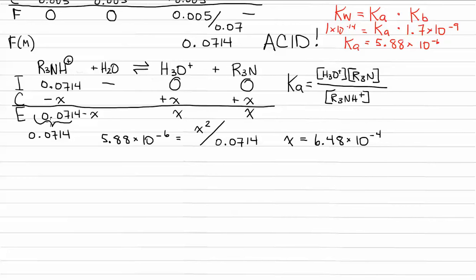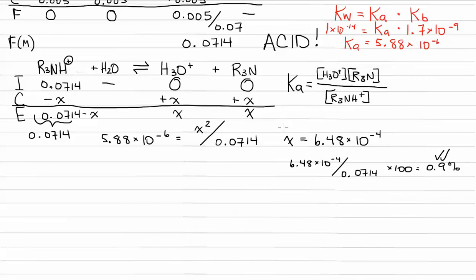Whenever you make the assumption that you neglect the change in x, it's good practice to check your assumption. You check your assumption by putting x divided by the initial concentration times 100. That gives us 0.9%. If your change in x is less than 5% of your initial concentration, then your assumption is valid. So here we are only 0.9%, so our assumption is perfectly valid.